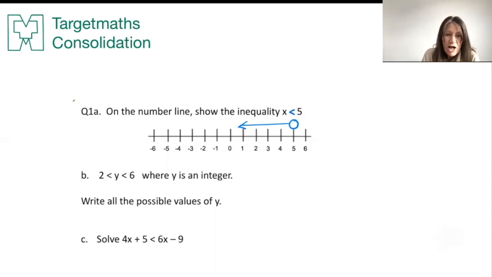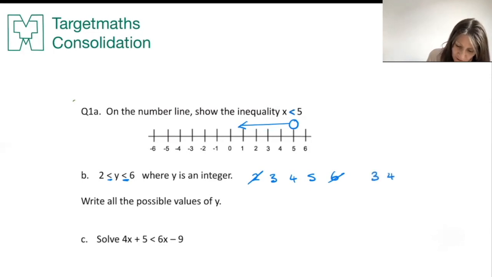You've got y sandwiched between a range of numbers 2 and 6. We're told it's an integer, so it's a whole number, and you've got to write down all the possible values. So the range is 2, 3, 4, 5, 6. This inequality doesn't have an equals, so I can't include the 2 in my list. And actually, neither does this, so I can't include that. So my final answer would be 3, 4, and 5, this being my working out, because they're generally 2-mark questions.